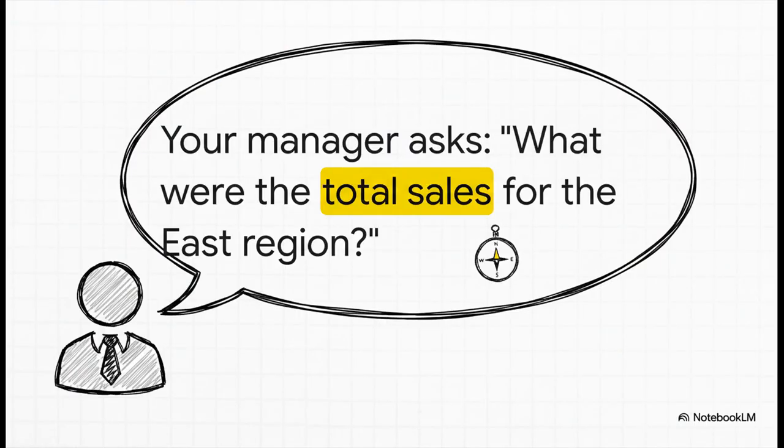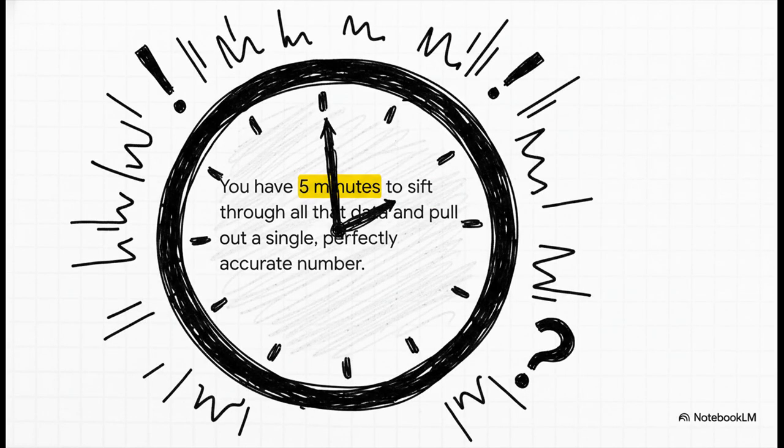And then your manager pops by your desk. They ask what sounds like a really simple question. They just want one number. Hey, what were the total sales for the East region? And of course, they need it like yesterday. That's your deadline. 5 minutes. You've got to dig through all that data and pull out one single, perfectly accurate number. Your heart kind of sinks, right? The panic starts to creep in. What do you even do?